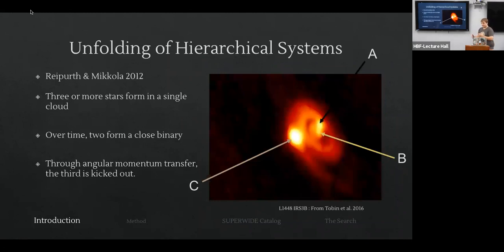And then you have this idea of the unfolding of hierarchical systems. This is where three or more stars form in a single cloud, and over time, two of them form a close binary and kick the third out via angular momentum transfer. We can already see this happening in young star forming regions, based on this picture from ALMA from Tobin et al. in 2016. So you see the three components, and maybe in a couple million years, that third component would be kicked out even further.